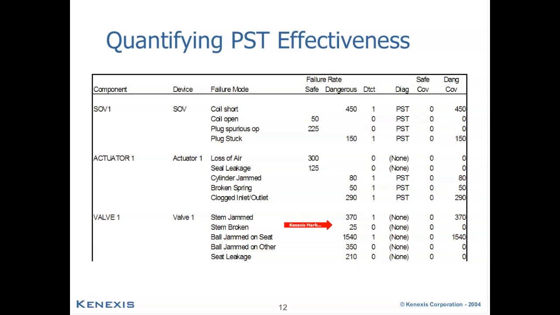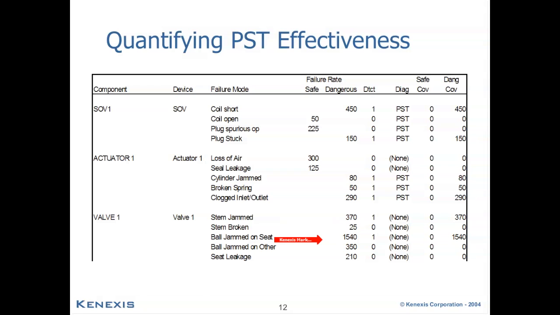Your partial stroke test, let me step back a little bit. Your partial stroke test may succeed. If you have a very simple test that just checks for movement, you're not going to detect a broken stem. But if you're using something very elaborate, like a smart positioner that's actually drawing a trend of the actuator pressure versus valve stroke, you will be able to detect a broken stem also.